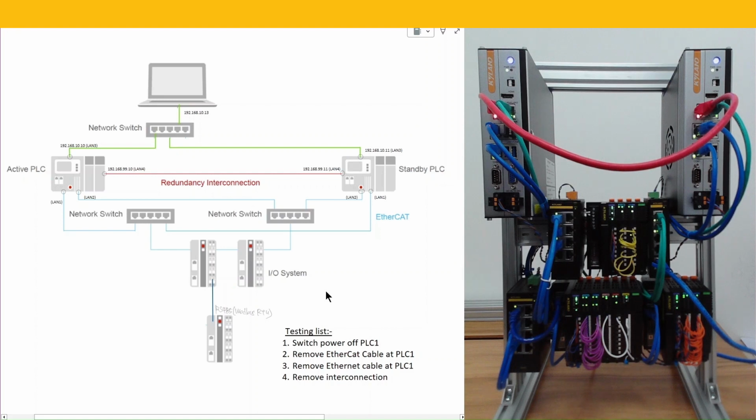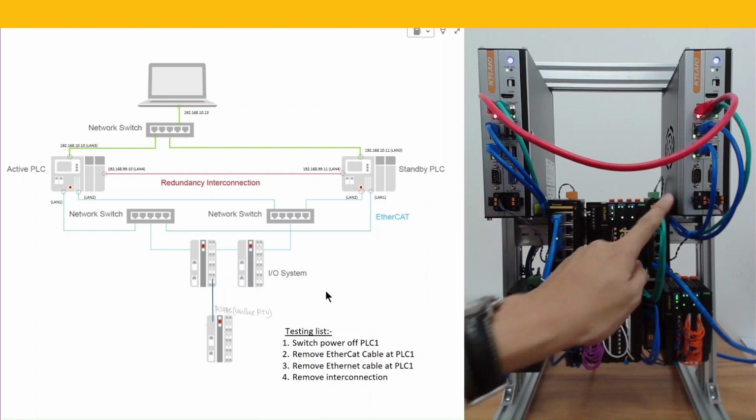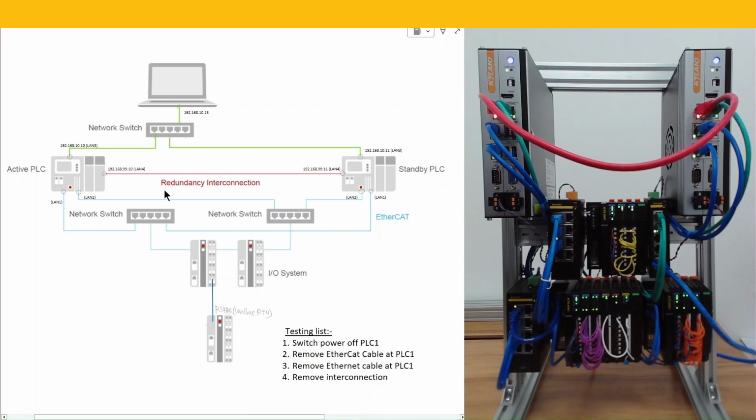I will show it over my video. This is PLC1 and this is PLC2. In between these PLCs, there's this redundancy internal connection cable, and it's doing the redundancy operation. So we have remote I/O over here, and it's connecting to EtherCAT.